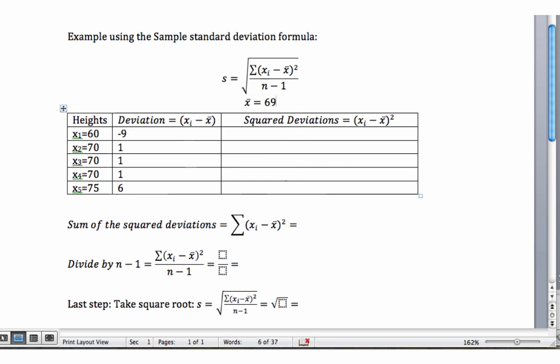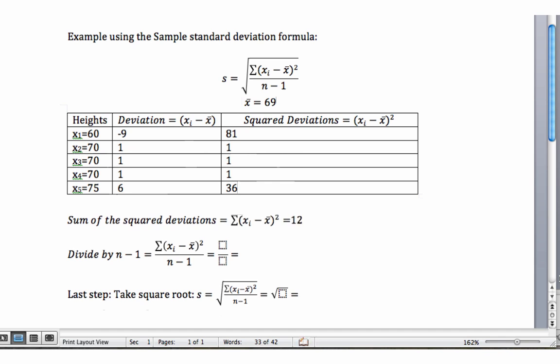So negative 9 squared is 81. 1 squared is 1. 1 squared again is 1. 1 squared again is 1. And 6 squared is 36. So once we have all the squared deviations, now we're down to the part where we take the sum. We're in the top of the numerator here, where we take the sum of all the squared deviations. So I have to add up 81 plus 1 plus 1 plus 1 plus 36. So essentially that's 84 plus 36. And we get a sum of 120. So all I had to do was add the third column, and that's the sum of the squared deviations, the numerator.